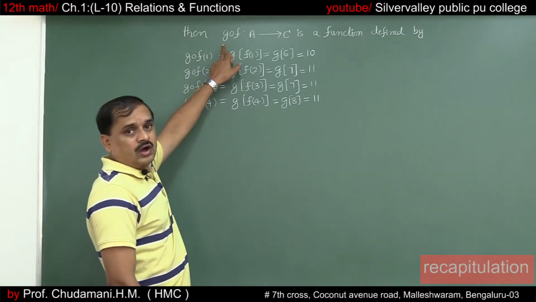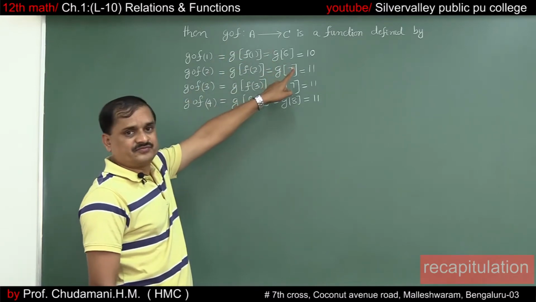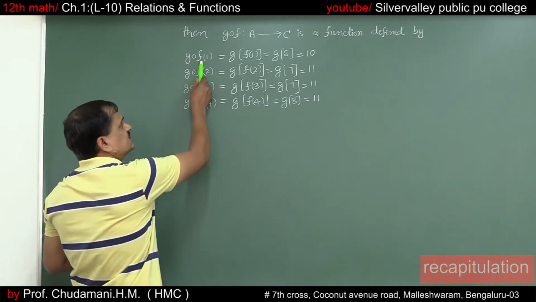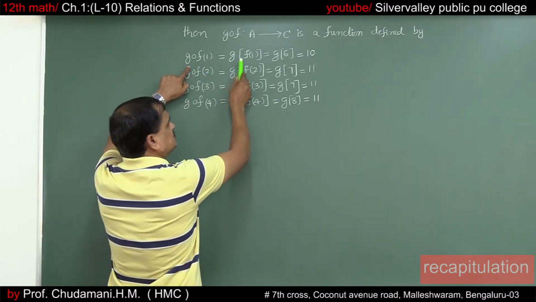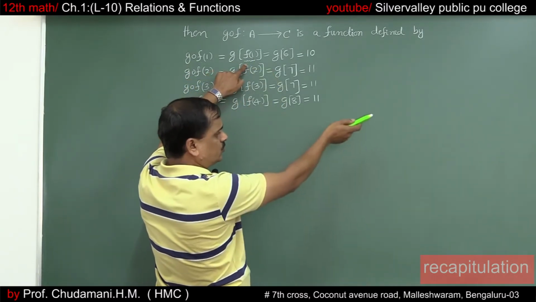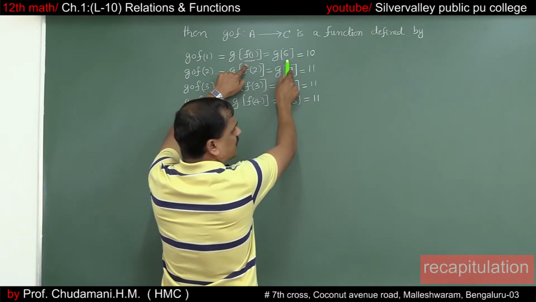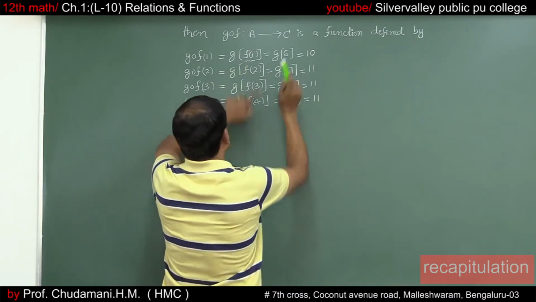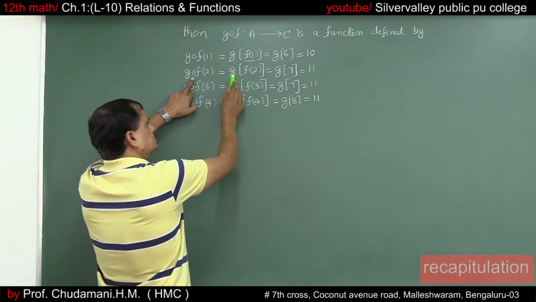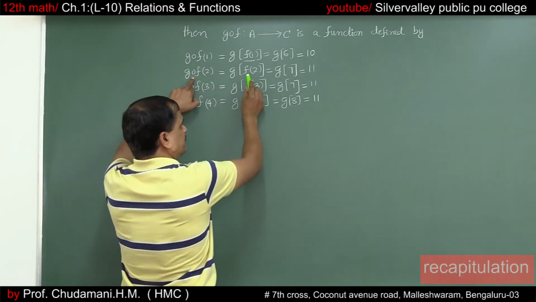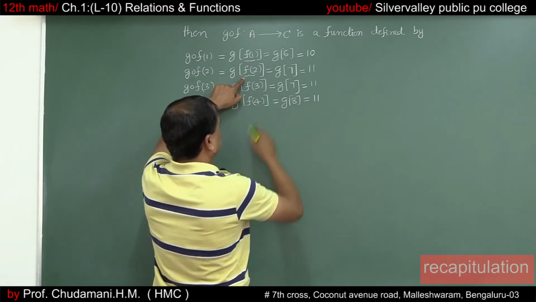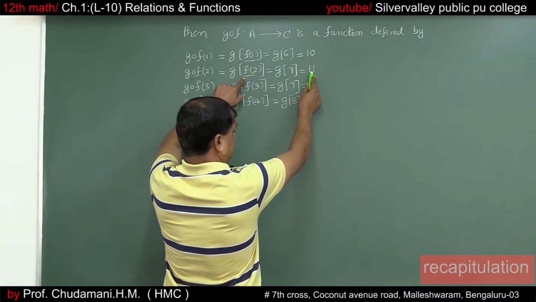Then g o f from A to C is a function defined by g o f of 1. Composition of f and g can be written as g of f of 1. Look at f of 1: f of 1 is equal to 6. So g of 6 is 10. Similarly, g o f of 2 can be written as g of f of 2. We have f of 2 as 7, so g of 7 is 11.